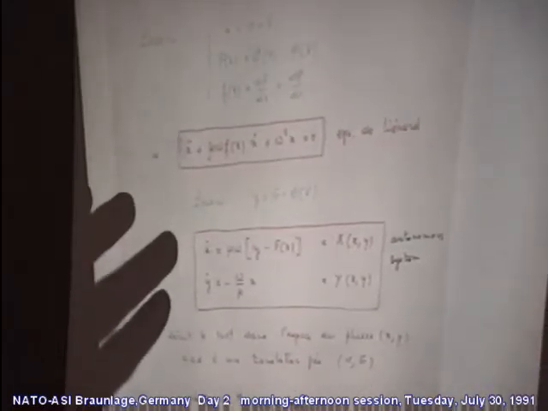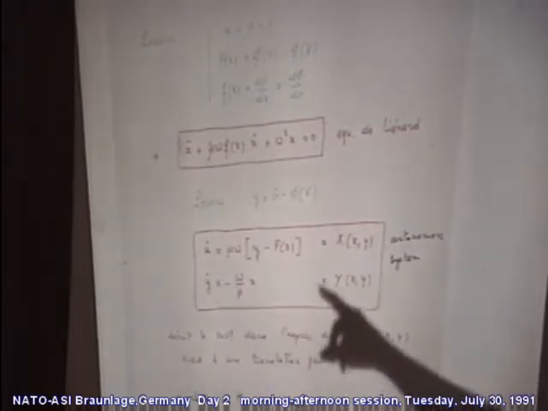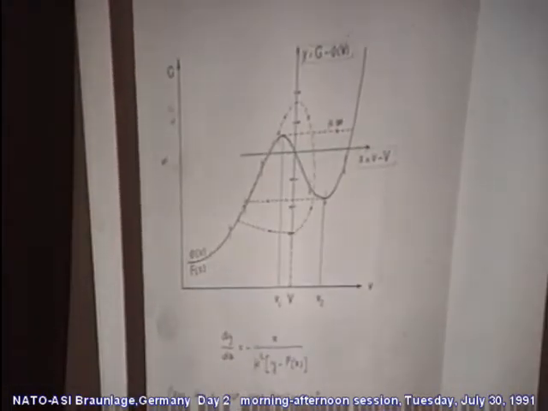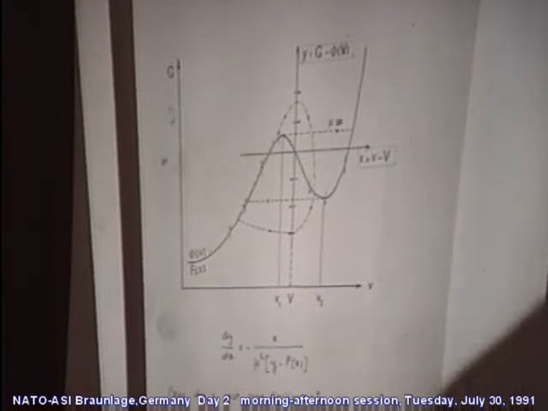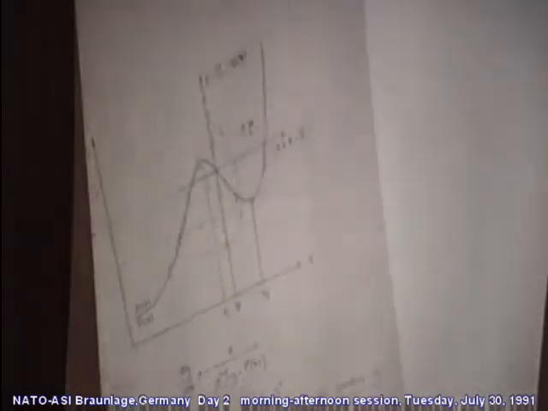This equation is equivalent to the autonomous system, X point and Y point, as functions of X and Y. This equation describes the motion in the phase space XY. And it is well known that such nonlinear equations have limit cycle solutions. That is, these two equations describe the orbit in this phase space X and Y.